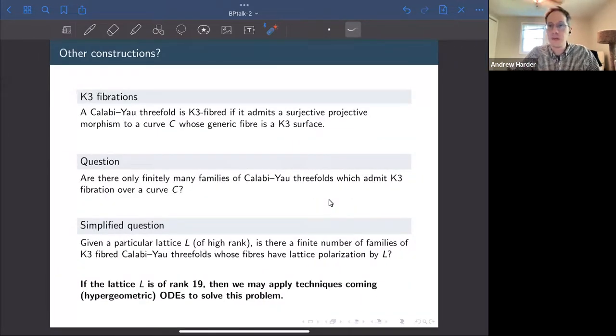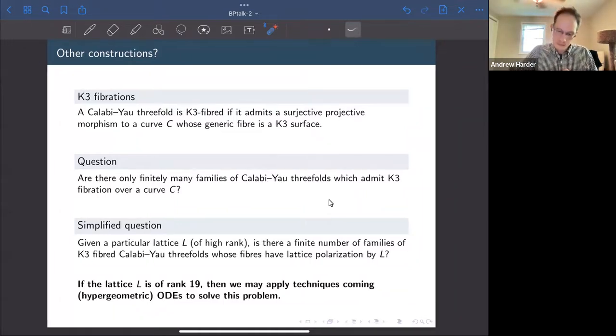And the thing that I want to mention at this point, for those of us who are interested in hypergeometric differential equations and things like that, is that if the lattice is of rank 19 or in general, then we can use techniques or data coming from differential equations to solve this problem. That's really the thing I want to emphasize here. So we went from this very broad question, we specialized quite a bit, and now we have a much simpler question that can be answered using, and I'll explain this, data coming from ODEs. So this is the thrust of the talk.